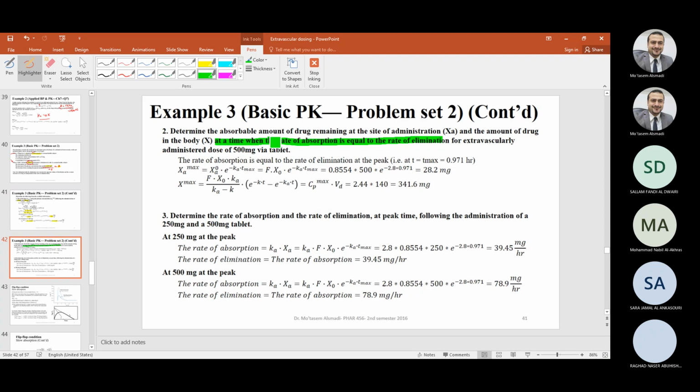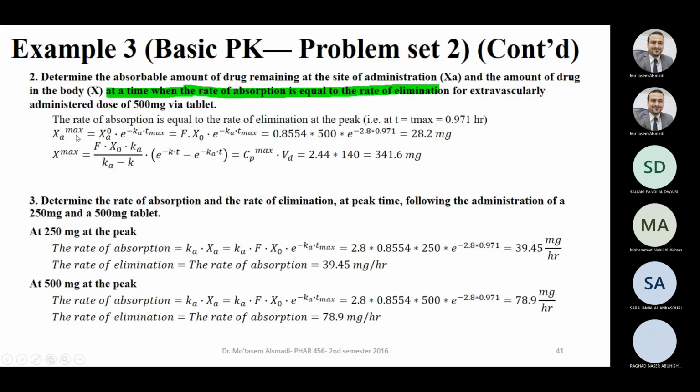Okay, we are asked to calculate the absorbable amount XA, the absorbable amount XA at T max, and the amount in the body at T equal also to T max. The absorbable amount is XA node times e to the power minus Ka T max, while XA node is F times the dose times e to the power minus Ka T max.